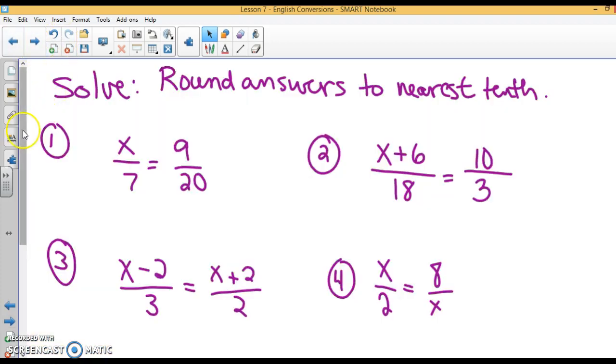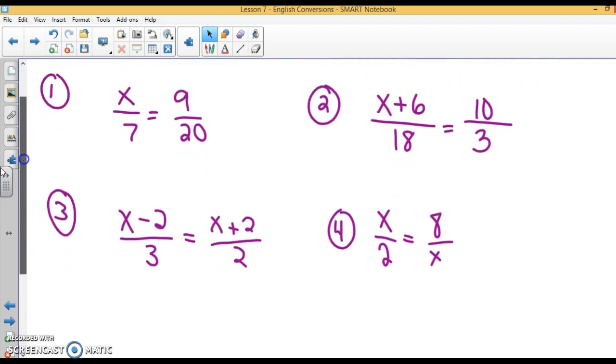All right, I would like you to do these problems for a warm-up. You're going to solve and round your answers to the nearest 10. Go ahead and pause the video right now and do these. They are all proportions.